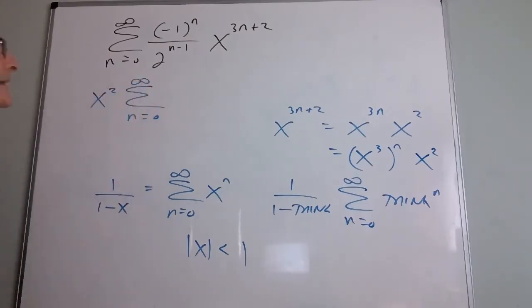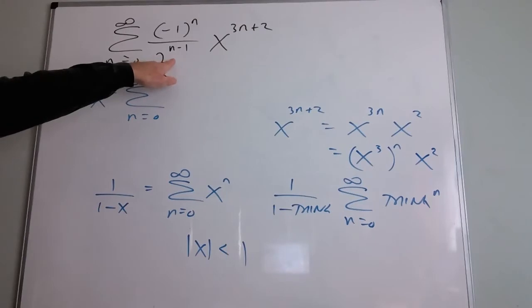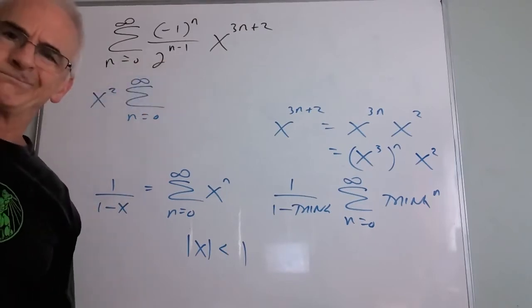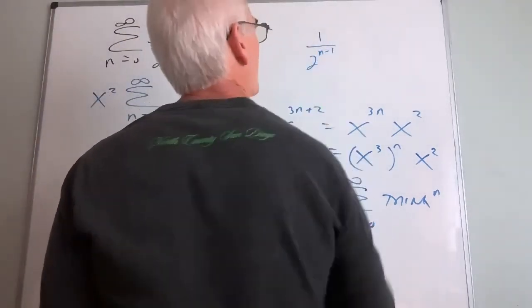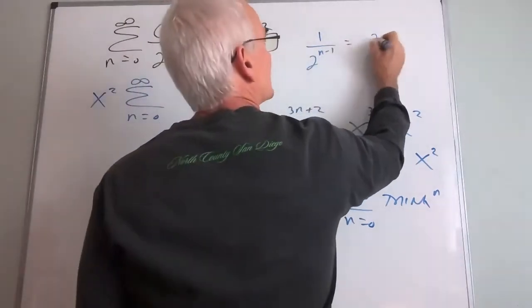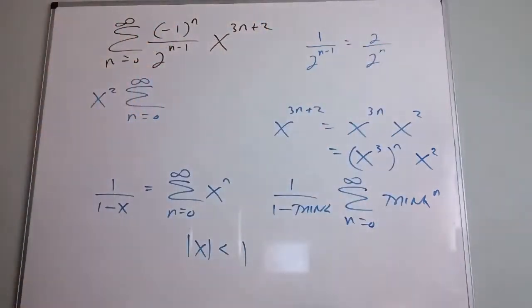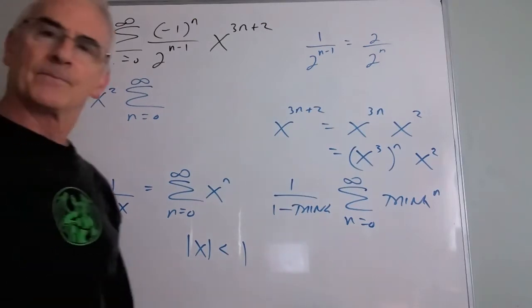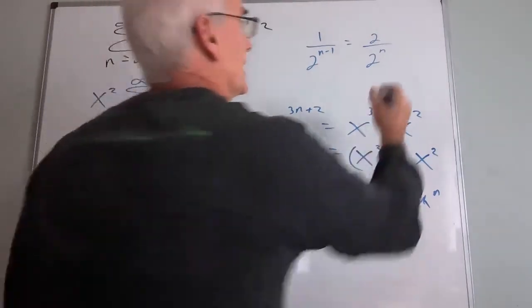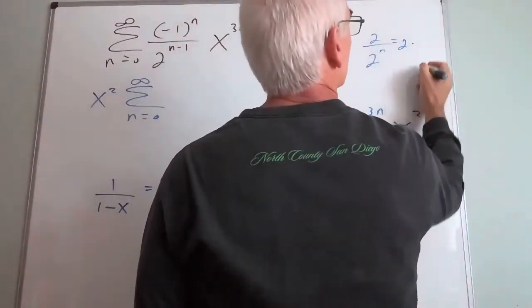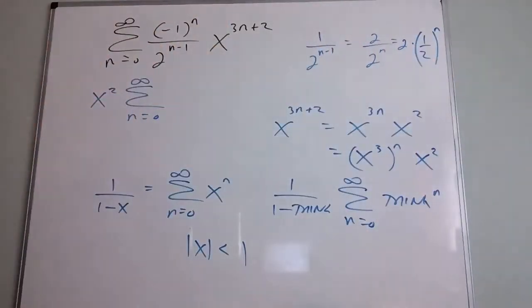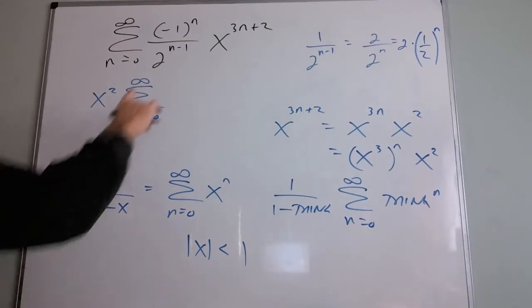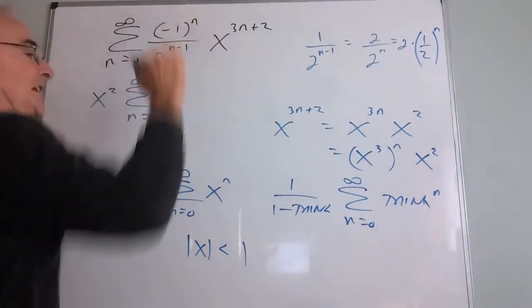Now we're not there yet. That'd be a lot easier if this was 2 to the n, because then I could put it inside. So I've got 1 over 2 to the n minus 1. Can I say this equals 2 over 2 to the n? Is that legal? That's cool. So how about if I write that as 2 times 1/2 to the n? So far, so good. So that's 2 things out of the way. And then lastly, of course, I have the negative 1 to the n.